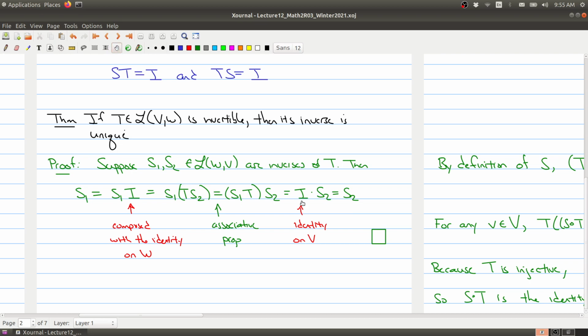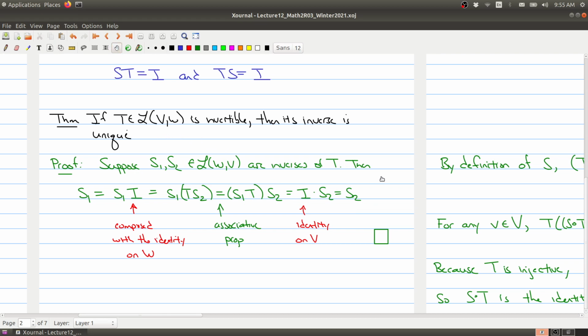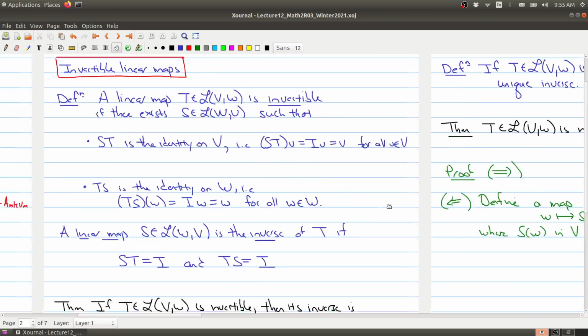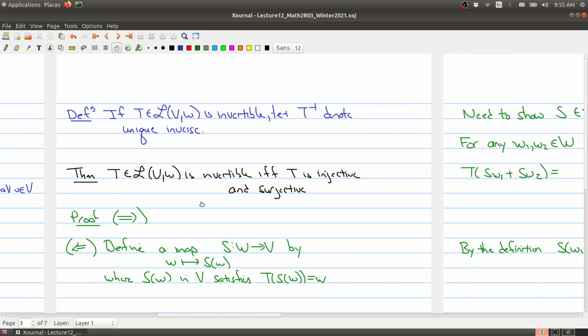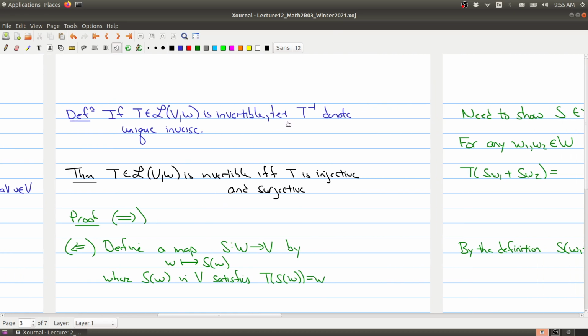Because of this theorem, if a linear map is invertible, its inverse is unique. So we can have some special notation to denote this unique inverse. If T is invertible, we let T raised to the power of -1, that's a -1 there, denote its unique inverse.